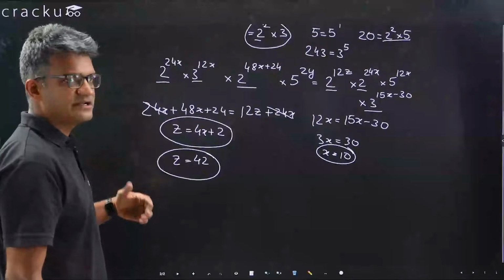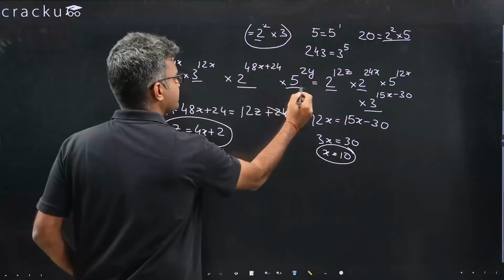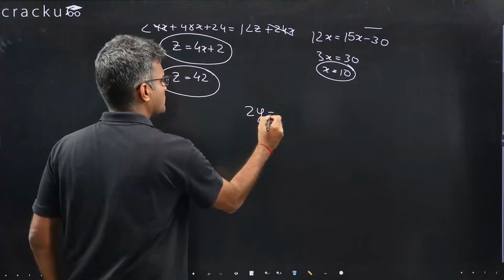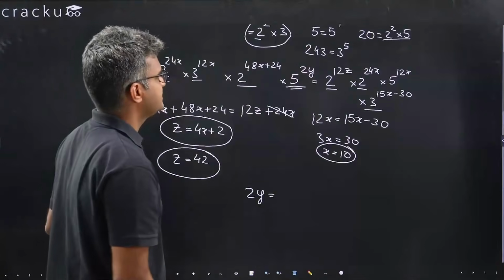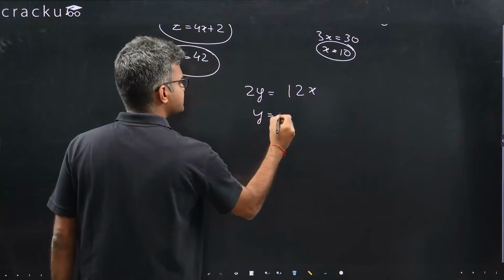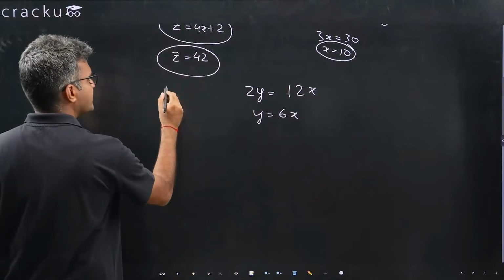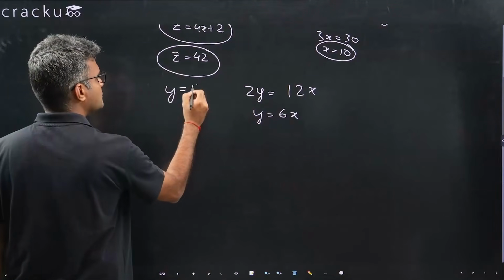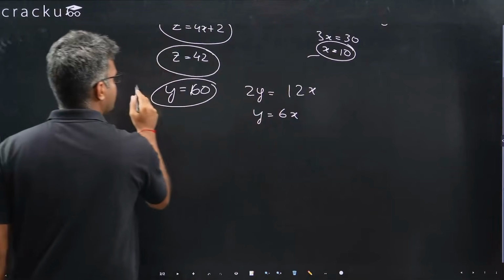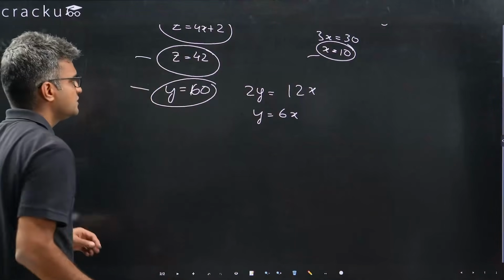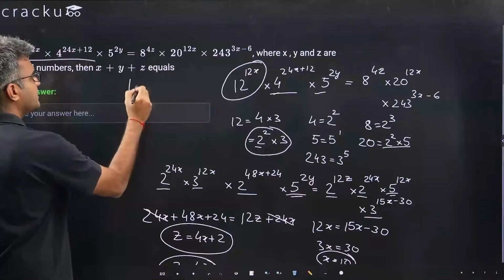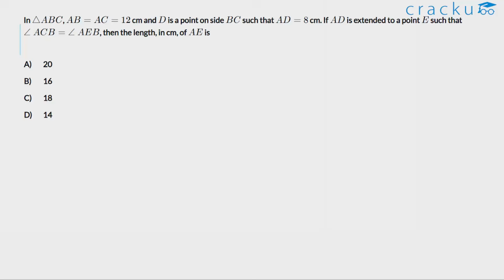We have to just calculate the value of y. We will compare the power of 5. On the left hand side it is 2y. And what is the power of 5 on the right hand side? The power of 5 on the right hand side is 12x, or y is equal to 6x. So the value of y, because x is 10, will be equal to 60. So x is 10, y is 60, z is 42. The sum of x plus y plus z will therefore be equal to 112. This will be the answer.